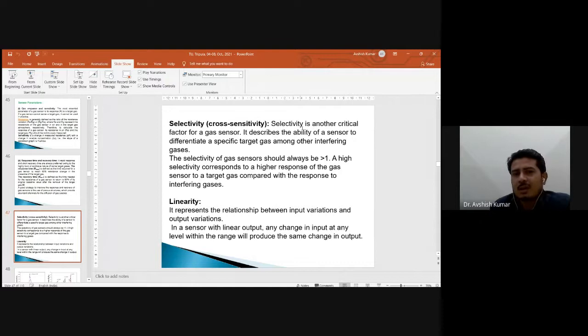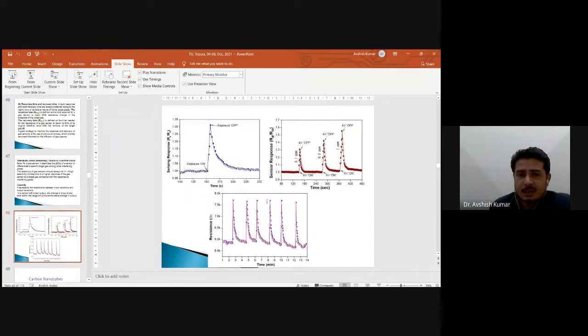Selectivity is another important part, that is, how selective your sensor is. It should be selective for specific target gases. Another important part is linearity, and the LOD, the limit of detection.